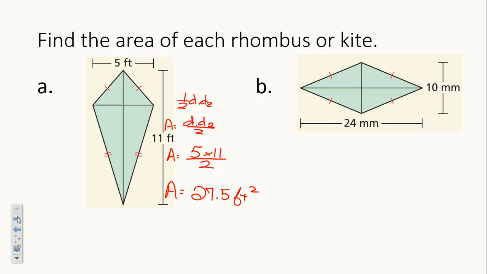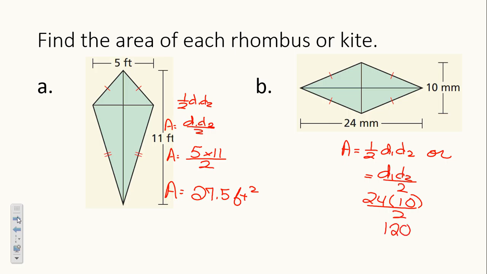Next example, now I have a rhombus. The rhombus has diagonals that bisect each other because it's a parallelogram. And we see that all 4 sides are congruent. That means it's a rhombus. So what will my equation say? Yep, 24 times 10 divided by 2. What's 24 times 10? 240 divided by 2. What's my unit? Millimeters squared, because we found the area. Okay? No major issues on those, right? Wouldn't that be nice if everything was like that?